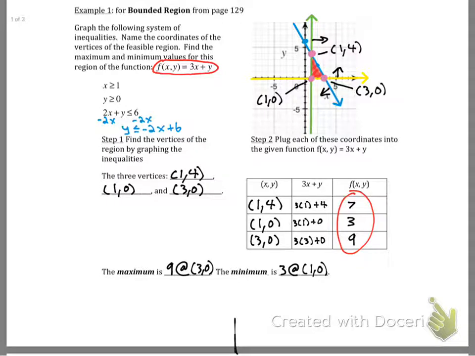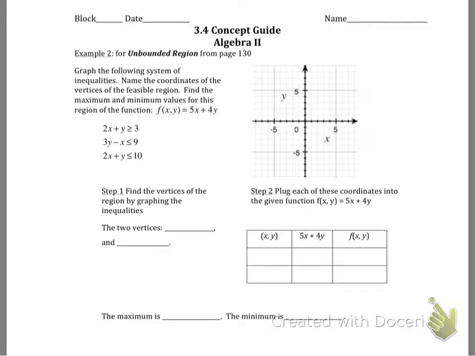So that's what we're doing in linear programming. All right. The next example problem is for an unbounded region. Okay, unbounded region.